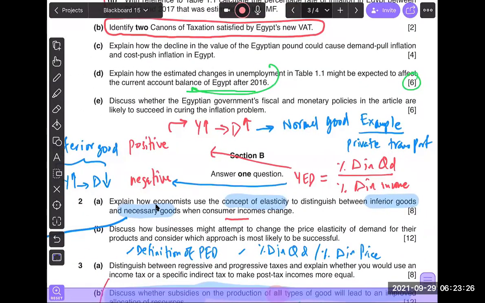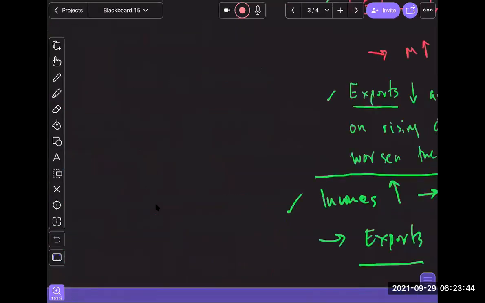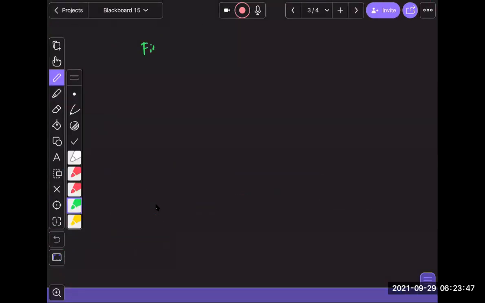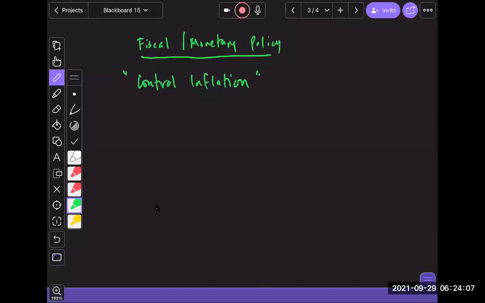Okay, awesome. Discuss whether Egyptian government's fiscal and monetary policies in the article are likely to succeed in curing inflation problems. So I really want you guys to prepare fiscal and monetary policy in controlling inflation. And I feel that by doing these papers, we are able to revise so much of the material, which I think is awesome, because otherwise you don't get these opportunities. So how do fiscal and monetary policy control inflation? Let's talk about that.